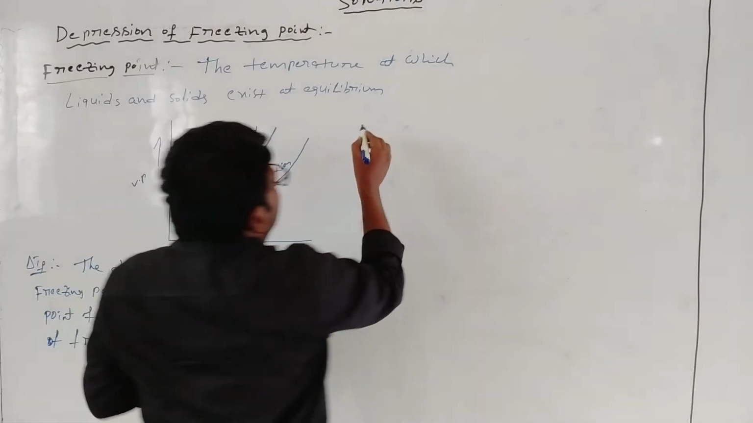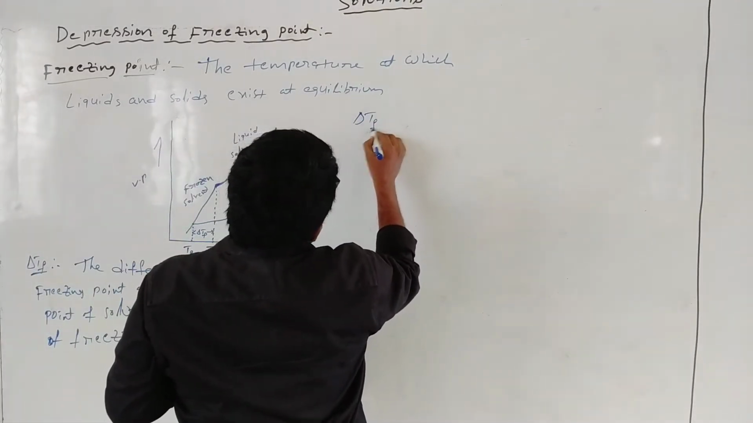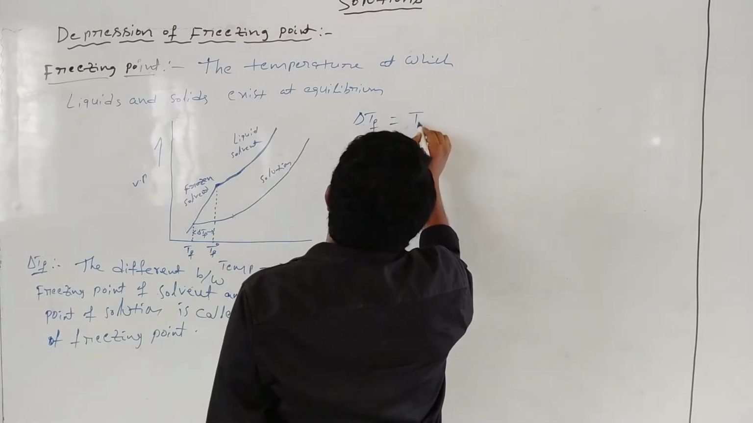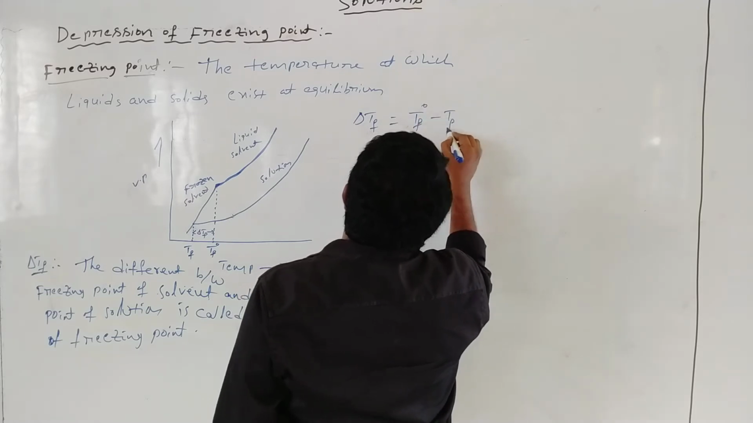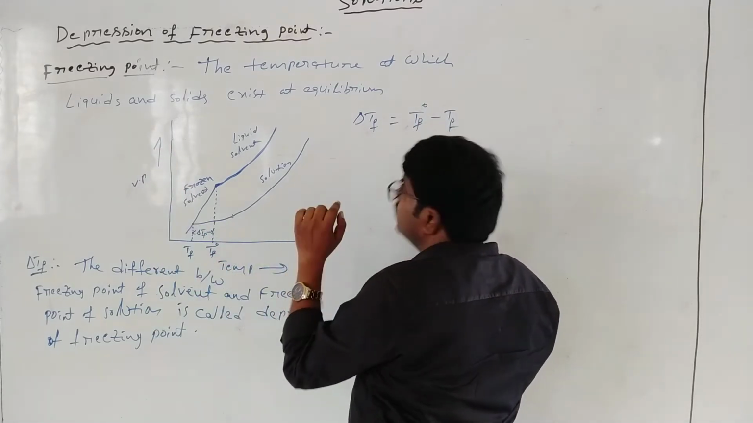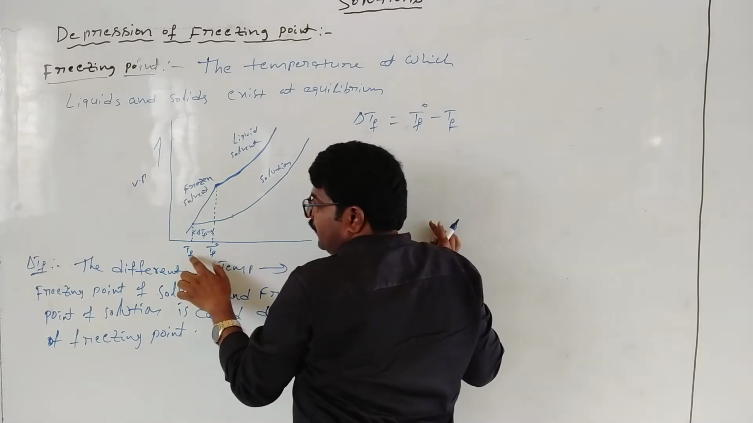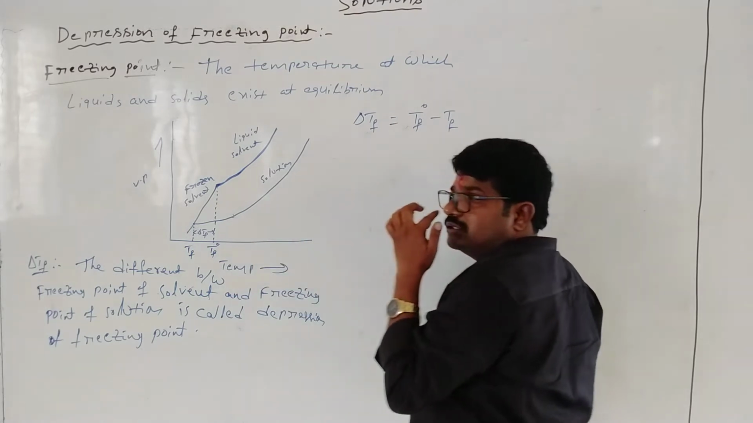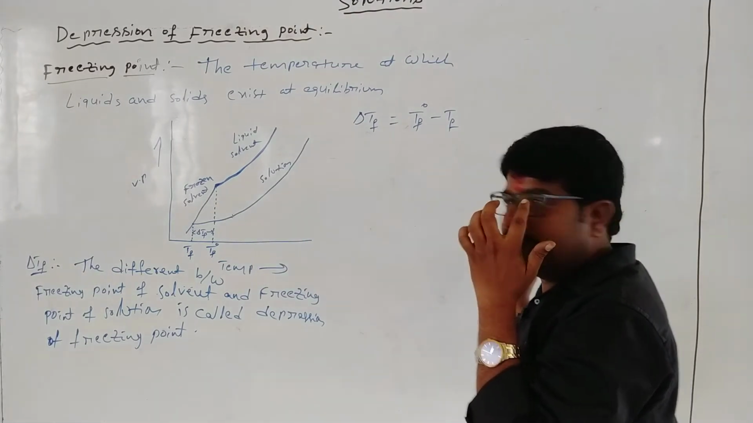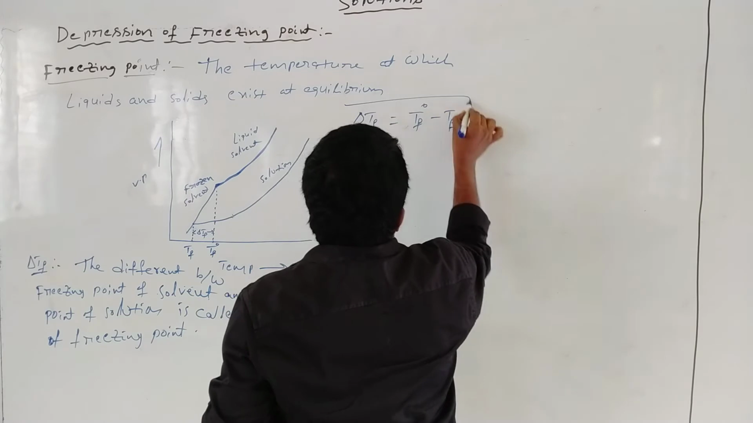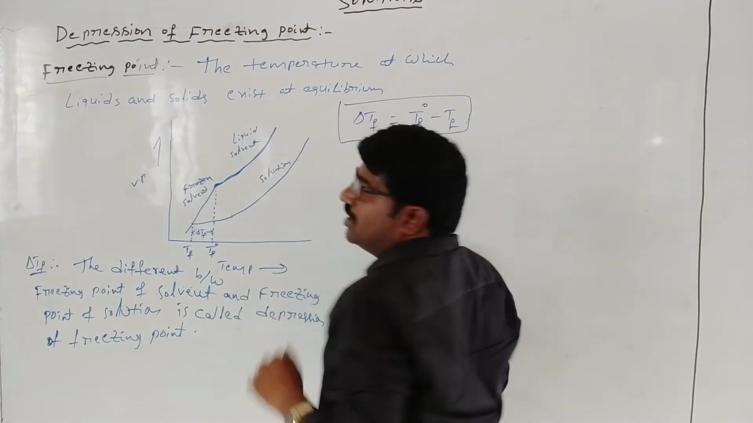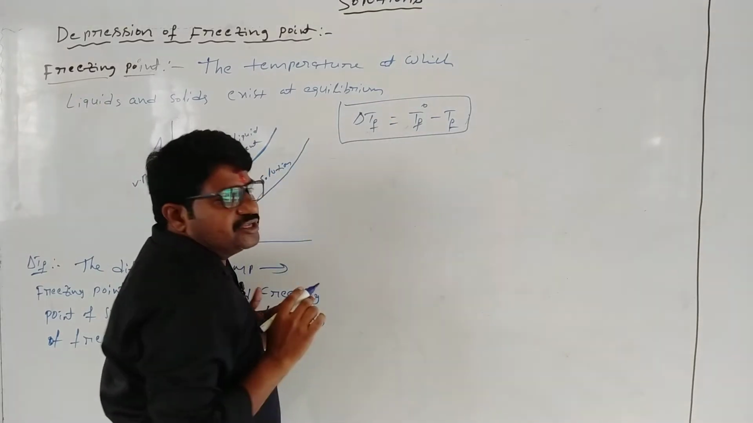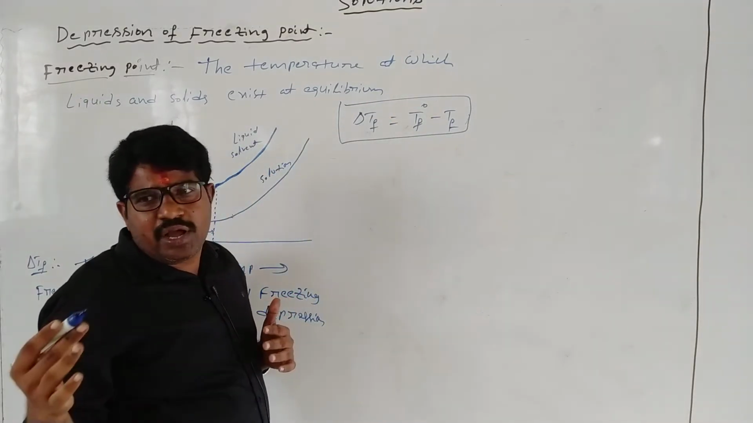Now we can recognize that delta Tf is equal to, out of these two, the one which has more, that is Tf naught minus Tf. Here the freezing point of the solution is less than the freezing point of the solvent. So this is called depression of freezing point. From this depression of freezing point, we have to calculate the molecular mass of solute.